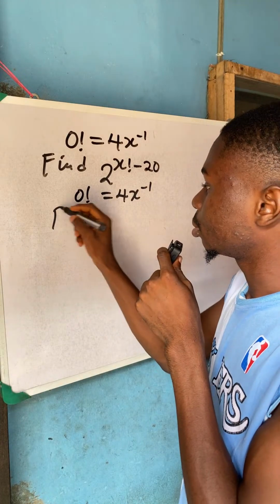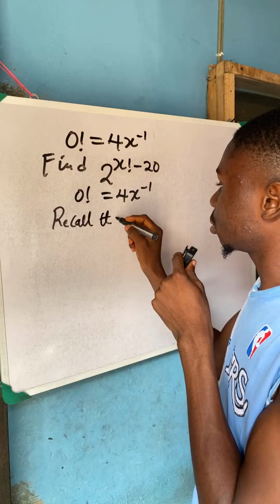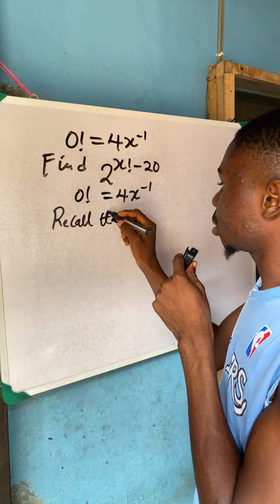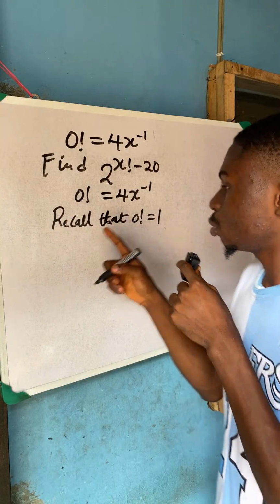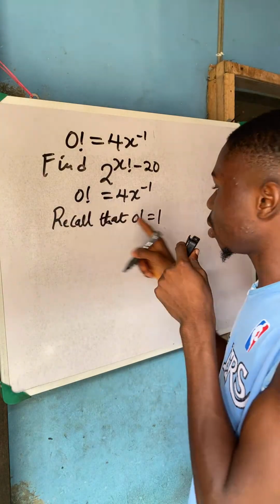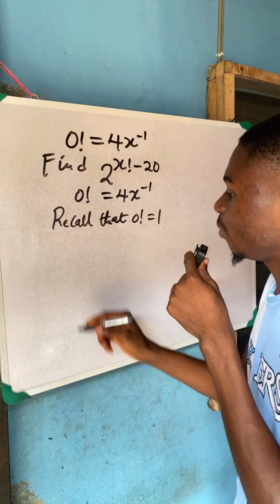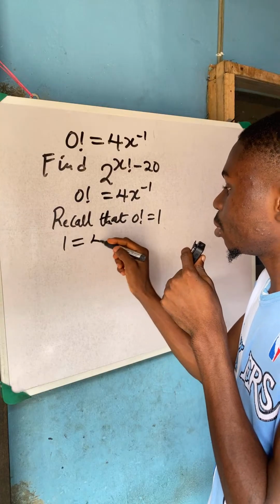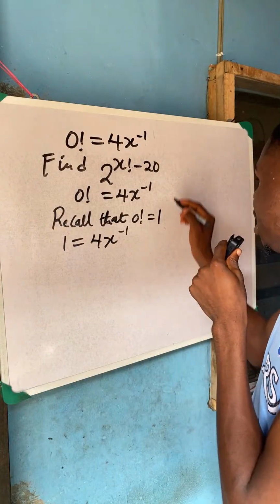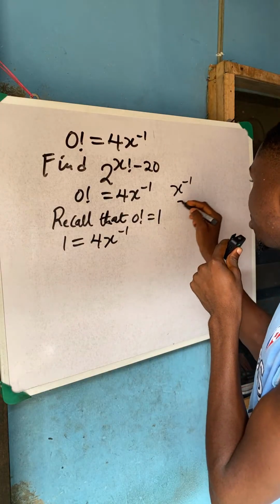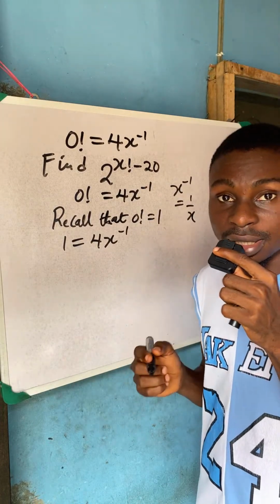Now let's recall that 0 factorial is equal to 1. So 0 factorial is always equal to 1. So if that is true, then we can confirm that 1 is equal to 4x to the power of minus 1. So if you have x to the power of minus 1, this can be written as 1 over x from one of the properties of indices.